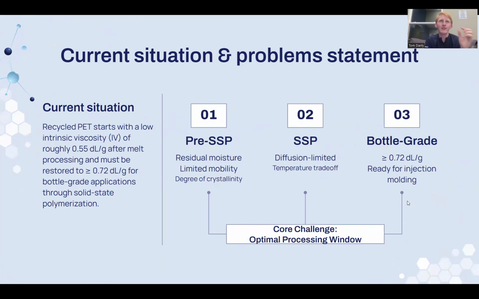Recycled PET pellets have an intrinsic viscosity of roughly 0.55, and to reach bottle grade quality, this needs to be restored to at least 0.72. This is achieved through the solid-state polymerization process, which has many competing mechanisms, and the core challenge then is to understand the optimal process window for achieving bottle grade quality.